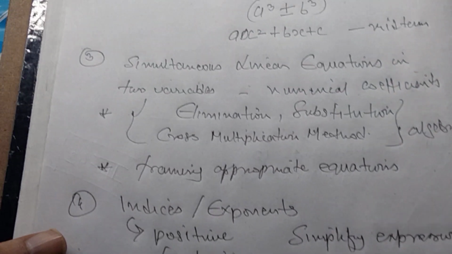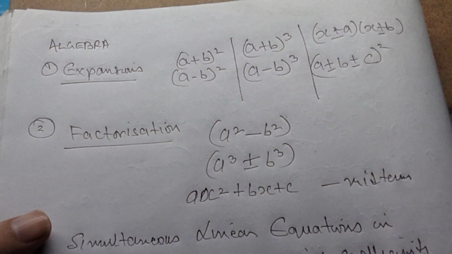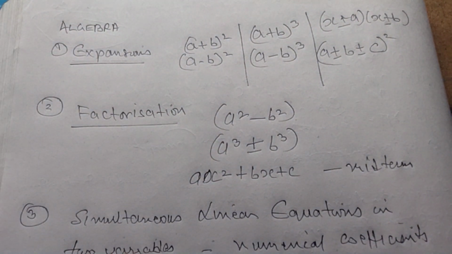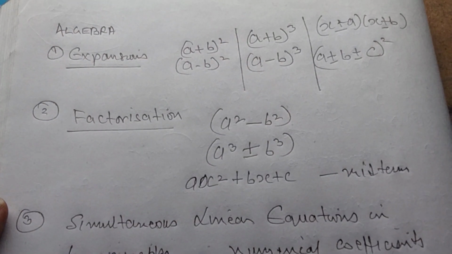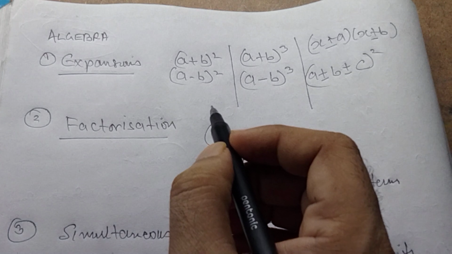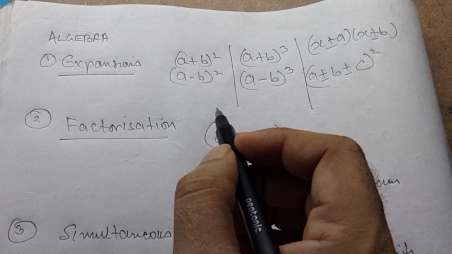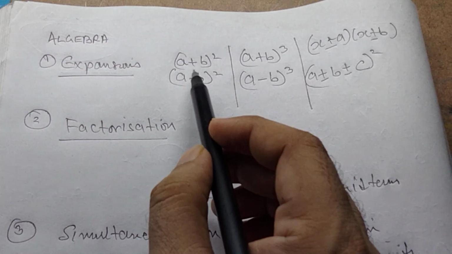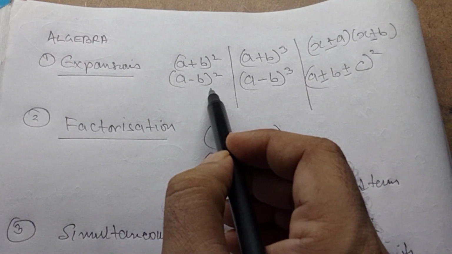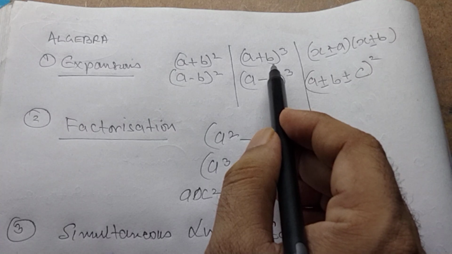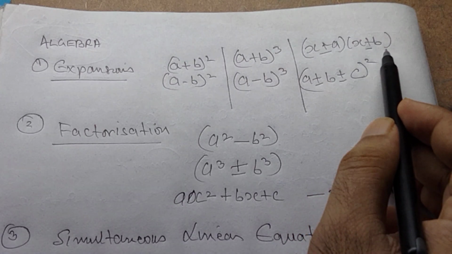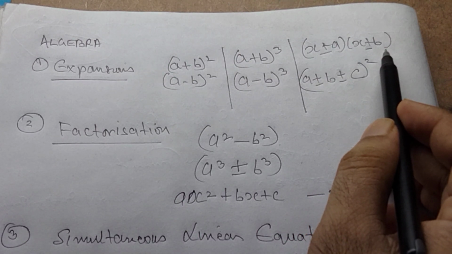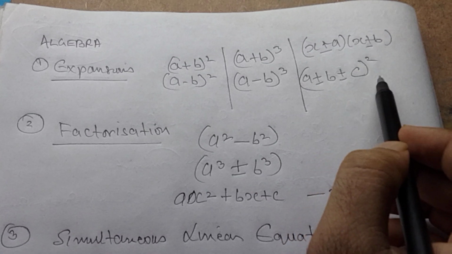So I'll just repeat, this is the first part of the algebra syllabus class 9 ICSE currently, and in later parts of this algebra video series we will discuss all of these. But the syllabus says that number one is you have to know expansions, and these are concepts you have done earlier, like a plus b whole square, a minus b whole square, a plus b whole cube, a minus b whole cube, x plus minus a into x plus minus b. You have to know how these expansions work, a plus minus b plus minus c whole square.